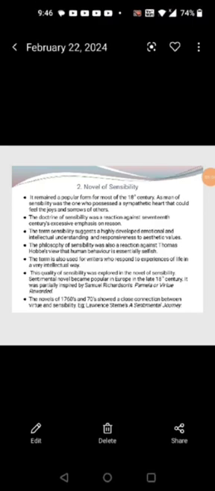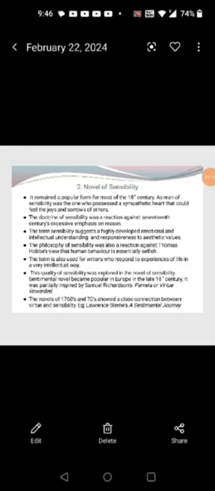The next kind of novel is the novel of sensibility, which can also be called the sentimental novel. It remained a popular form for most of the 18th century. A man of sensibility is one who possesses a sympathetic heart that can feel the joys and sorrows of others. When we are talking of sensibility, we are talking of a person who has a heart full of sympathy and empathy, who can feel the sadness or happiness of others around him.